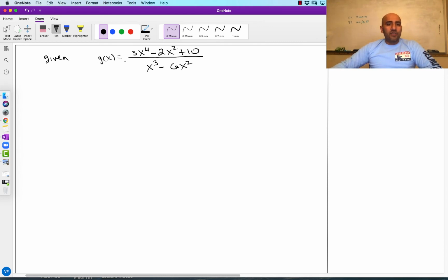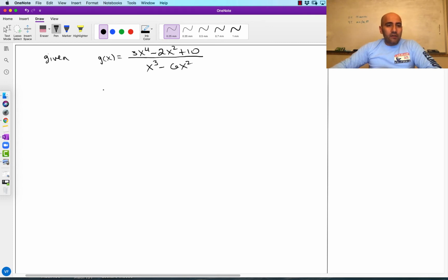Let's say that g of x is equal to this nasty rational function. This is not something that can be easily simplified into a sum of things that we can then use the power rule on, like we saw in the previous example. So this isn't great. Now we could use the product rule if we think of it this way.